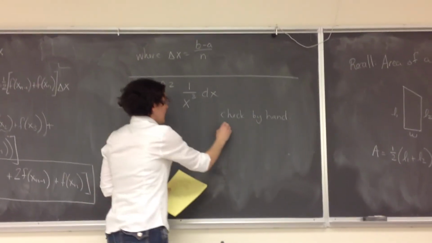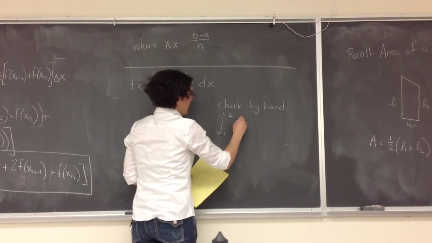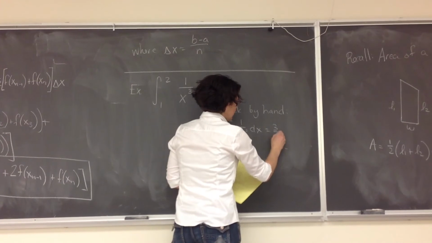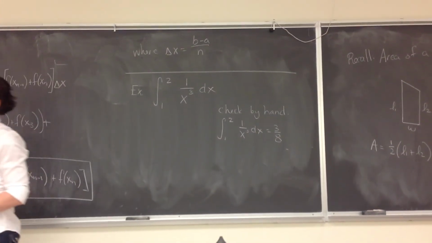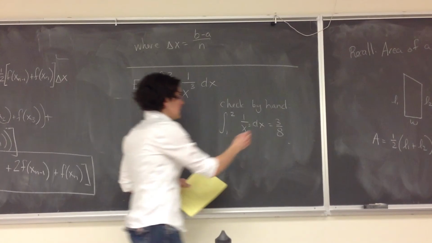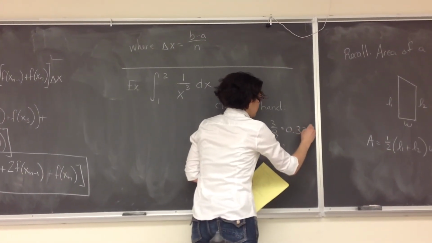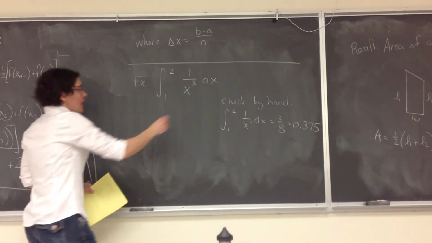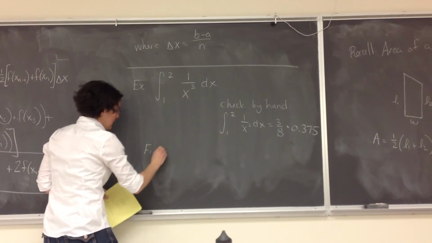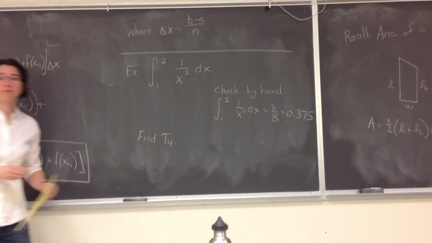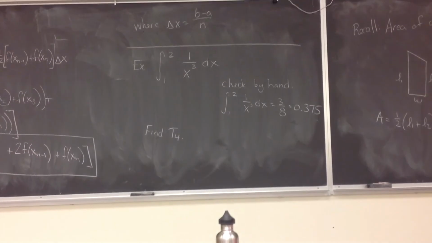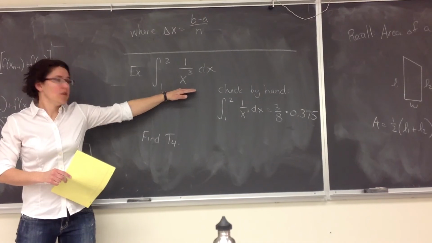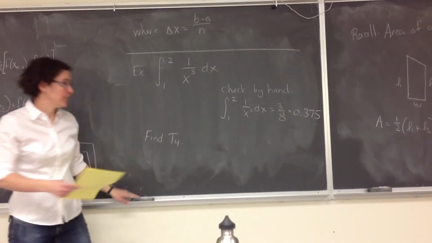So if you check this by hand, then the integral from 1 to 2 of 1 over x cubed dx is equal to 3/8. Find your antiderivative, plug in the boundaries, and 3/8 is 0.375. Okay, so that is the actual value of this integral. Our job is to find T4, which means we're going to use the trapezoid rule to approximate this integral, and we're going to use 4 subintervals to do so.